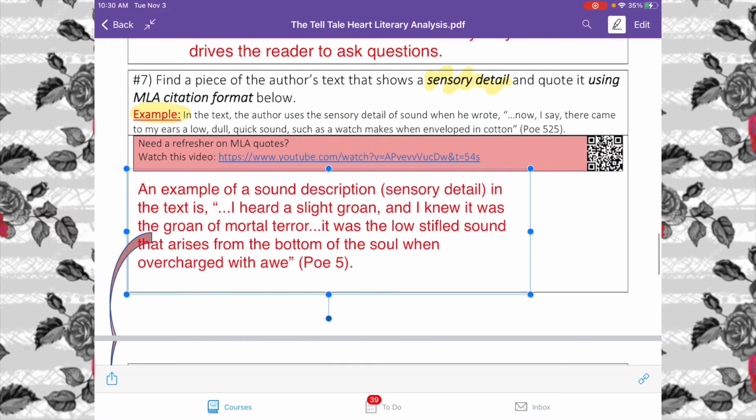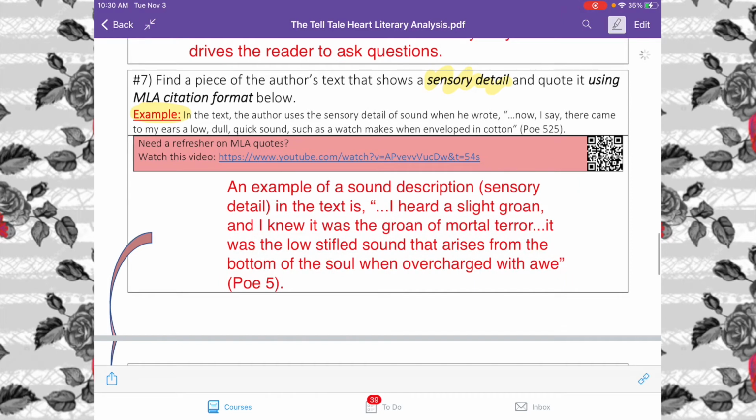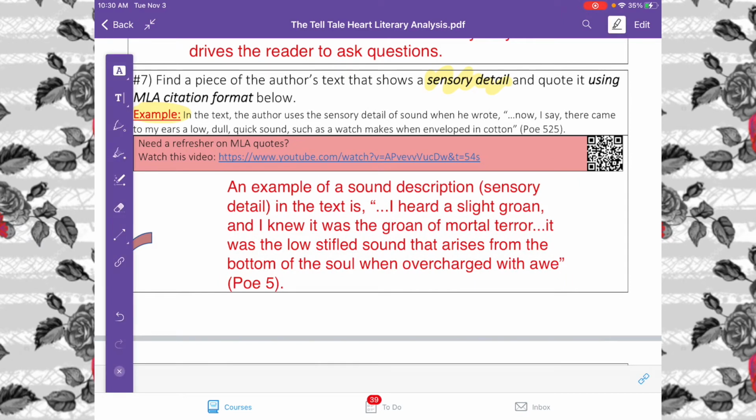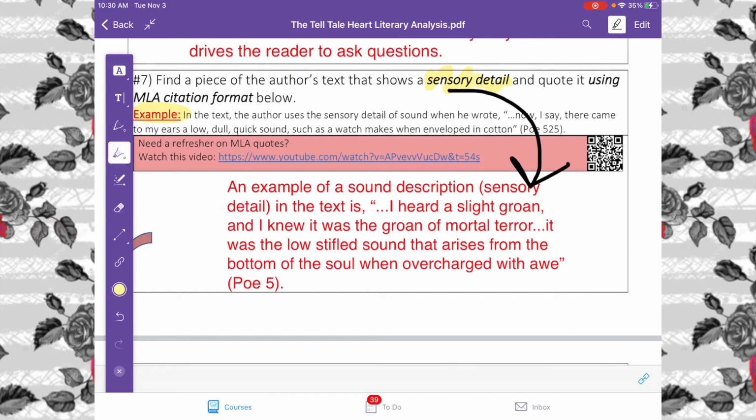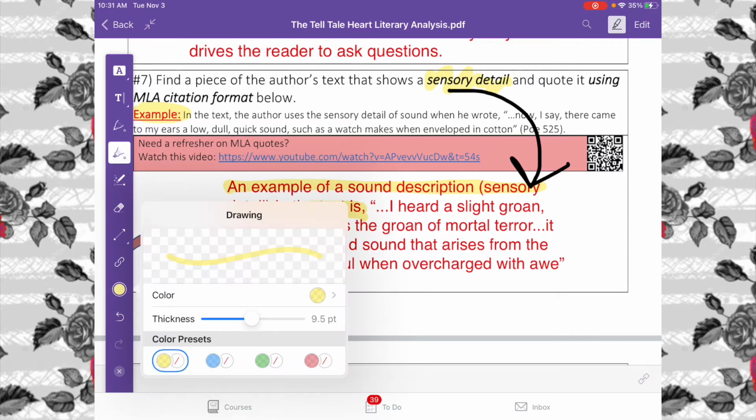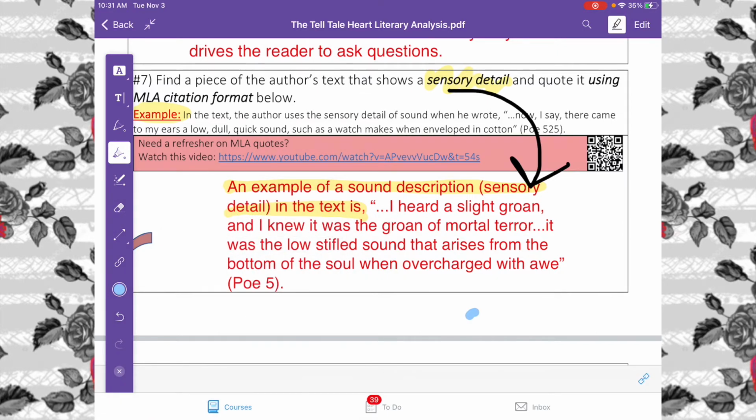All right. So here I have my quote. Let's take a look at the pieces. Make sure your quote that shows a sensory detail has these pieces. So the first thing is our lead-in. And our lead-in should be taking something from the prompt and restating it in our own words to introduce the author's words so that that's answering the question. So here I have an example of a sound description, sensory detail, and the text is, comma, quotation mark. So again, this is the lead-in, our own words introducing the author's words.